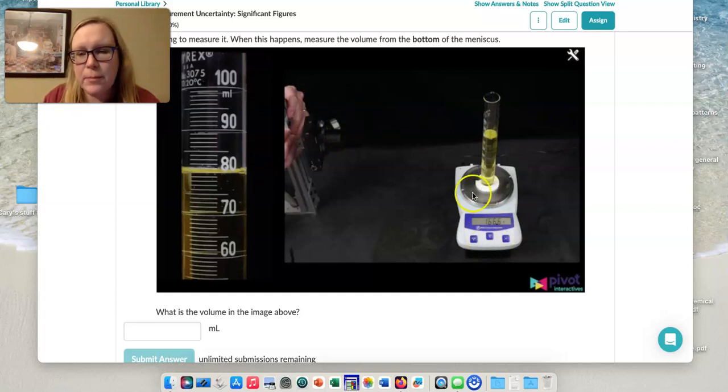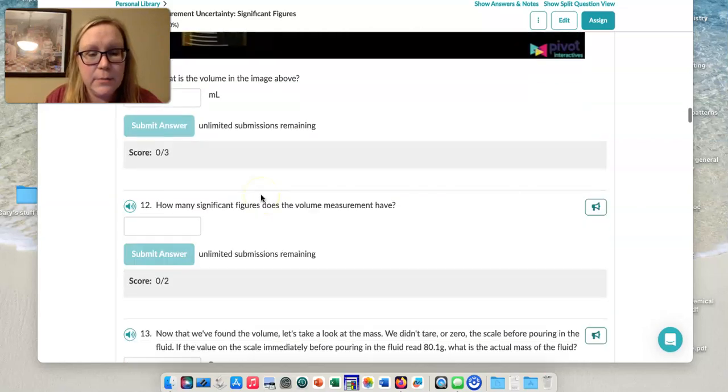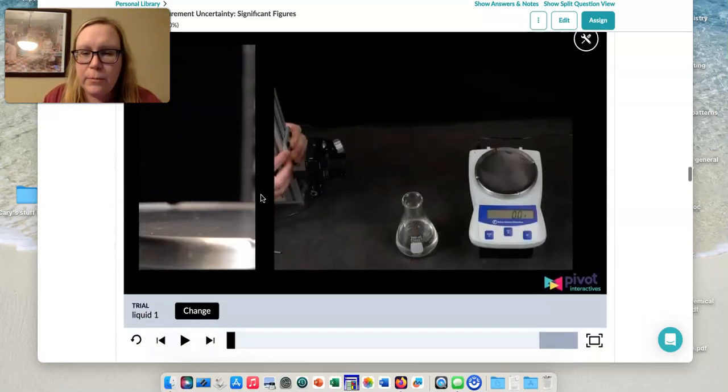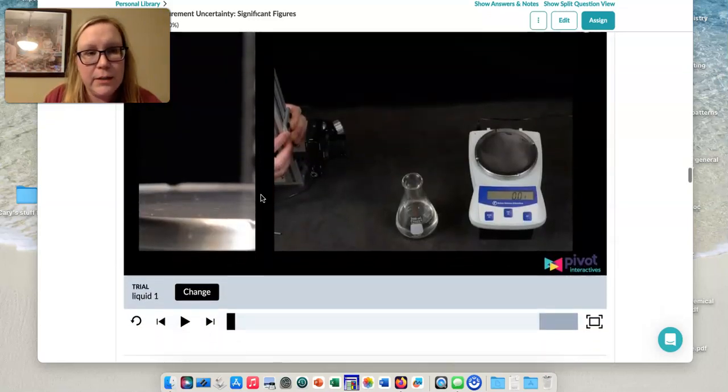What you're seeing here is a balance, and on the balance is a graduated cylinder. Balances weigh mass, graduated cylinders measure volume. And when you look at this, you see a camera set up here, and this is the view from that camera, so that's the side view of it. And you want to read a graduated cylinder at the bottom of the meniscus. And so as you go on down, I want to point out this part of the laboratory activity.